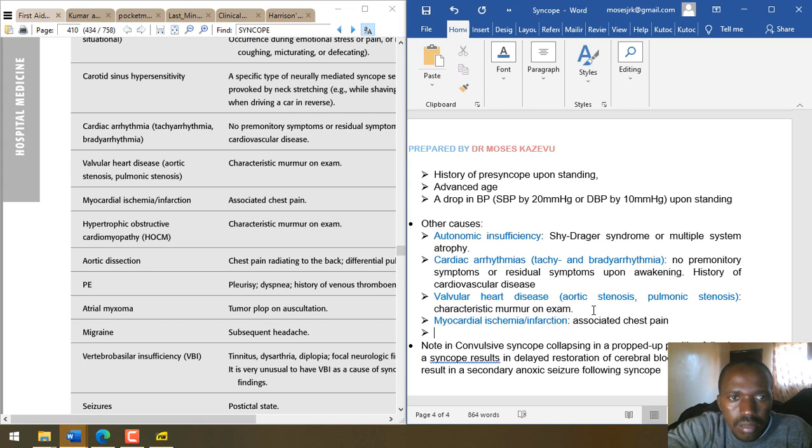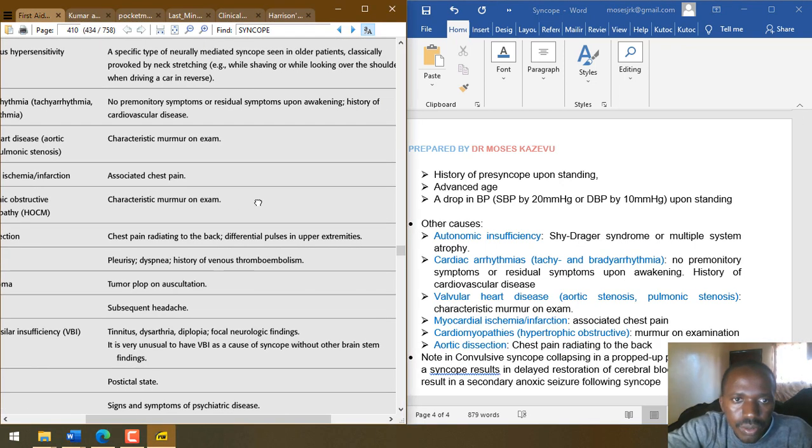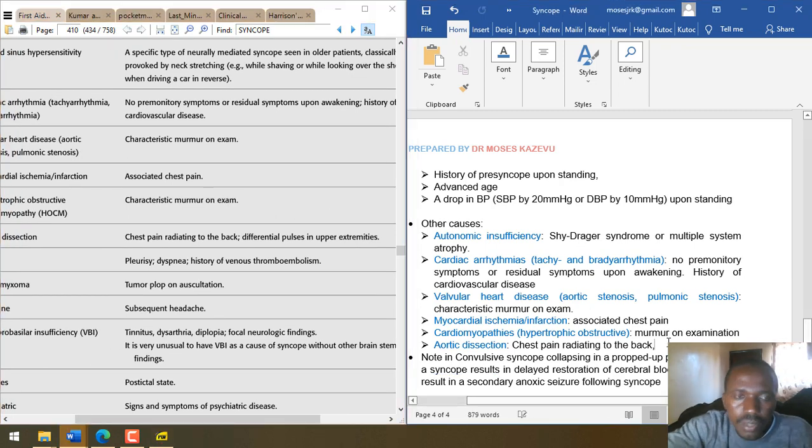And cardiomyopathies, especially the hypertrophic obstructive. So what is this? So murmur on examination, aortic dissection. So here you're going to be having chest pain radiating to the back. So differential pulses in upper extremities.